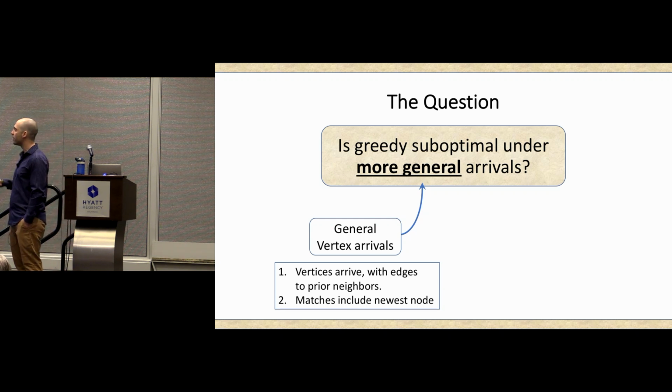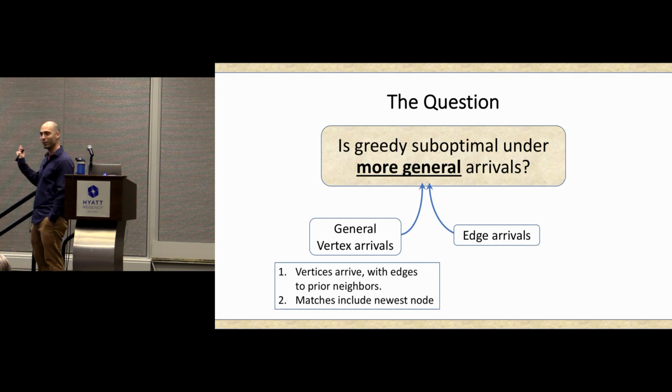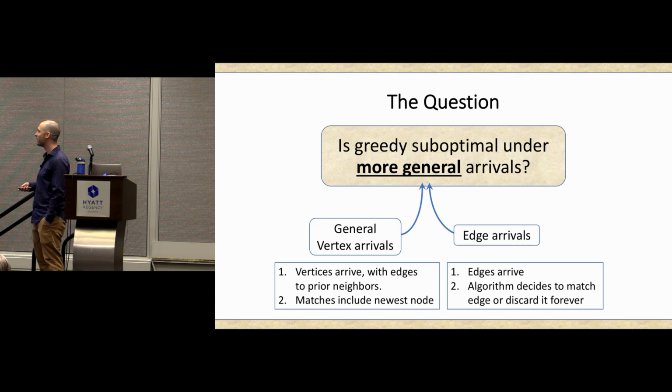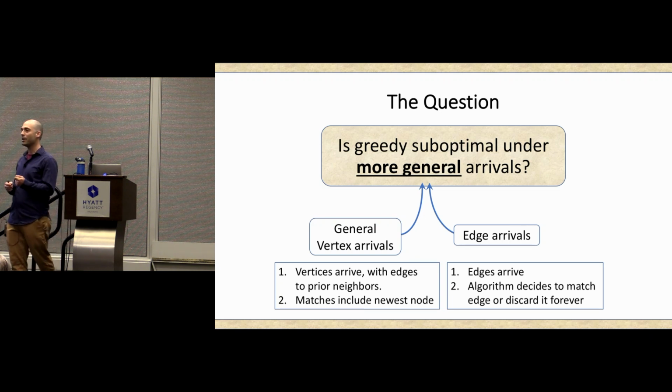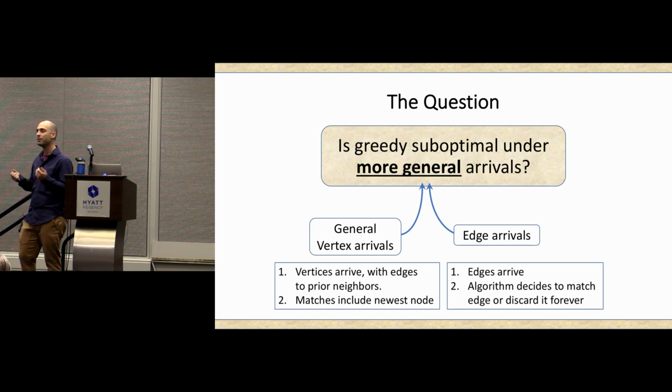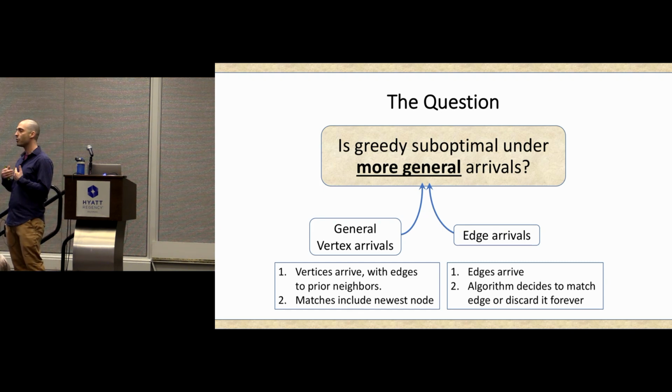Even harder still, you could consider edge arrivals, where hopefully the model is clear just from the name, but let me quickly double check we're on the same page. The dynamics here are that edges arrive in some adversarial order, and whenever an edge arrives, the algorithm has to decide, immediately and irrevocably, take it or leave it. Do I add this to my matching, assuming I haven't already matched one or both of the endpoints? Or do I drop this edge forever?